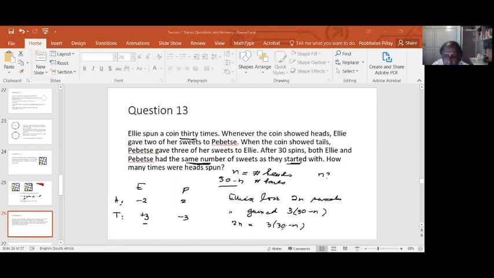Now you have a nice equation here. 2n equals 3 times 30 minus n, so it's 90 minus 3n. So 2n is equal to 90 minus 3n. Bring the n to the other side: 5n equals 90, n equals 18. And that is exactly what we needed to find. How many times were heads spun? The answer is 18.